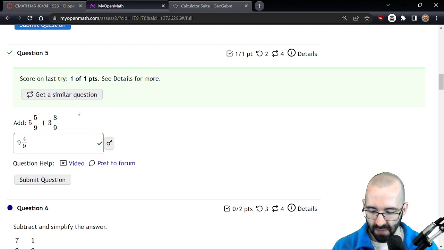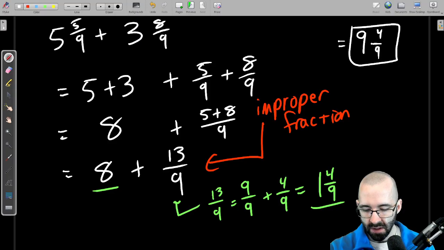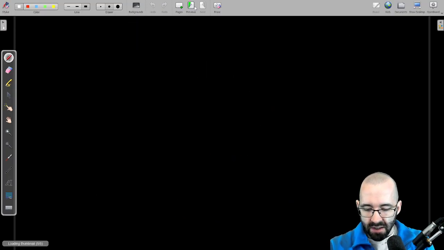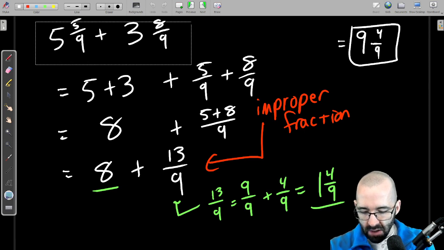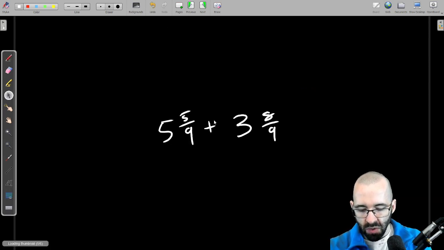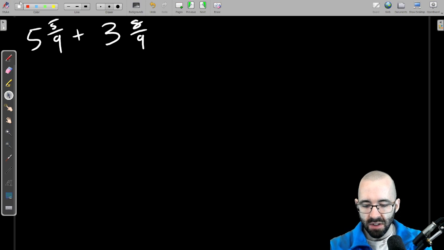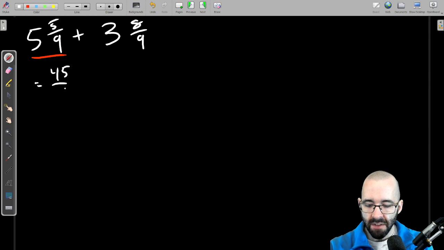Okay. And there's a couple of ways of doing that. You could also convert everything to an improper fraction first. We could look at the same problem if we wanted. What if we converted it to an improper fraction at the start? Well, 5 and 5/9 that's equal to 45/9 plus 5/9.